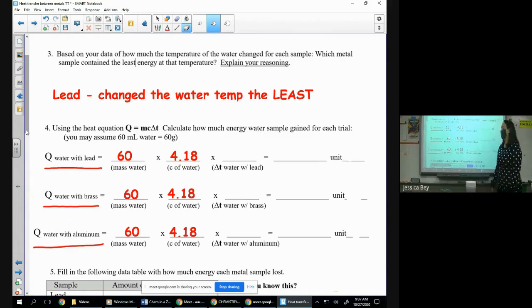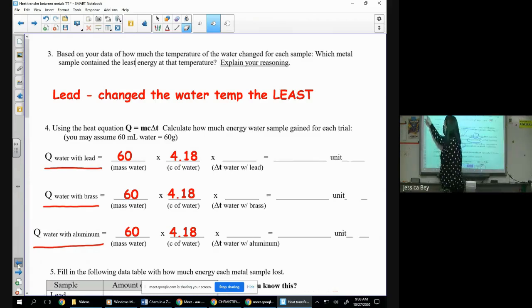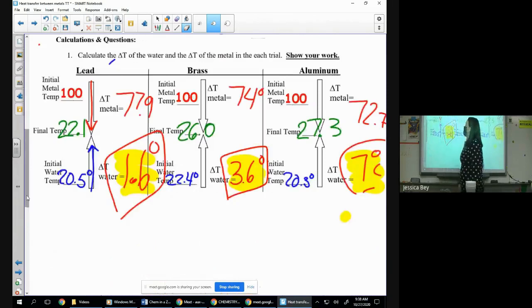So now you're going to use your data from the other side. And I want to know the delta T of the water with the lead, delta T of the water with the brass, and the delta T. So you don't have to go back and forth, let me do this with you. The first equation is going to have 1.6 as its delta T. The next one is going to have 3.6 as its delta T. And the last one's going to have 7 as its delta T. 1.6, 3.6, 7.